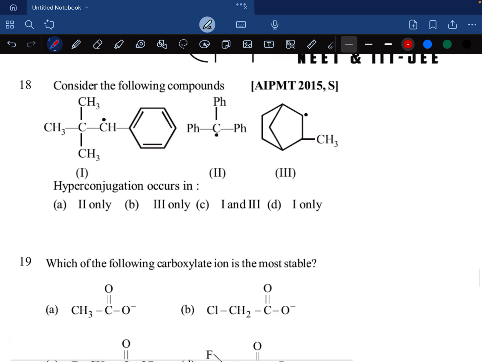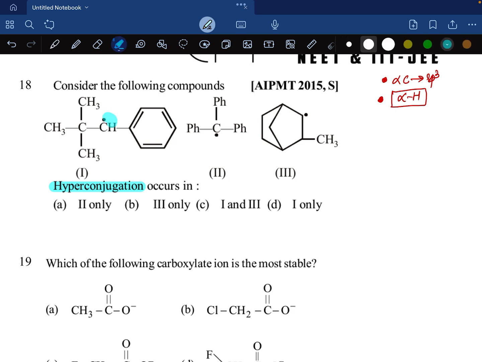Next, question number 18. Consider the following compounds. Okay, these are the compounds given. Hyperconjugation occurs in, we have to check where hyperconjugation is occurring. Okay, now for hyperconjugation, we need the presence of at least one alpha hydrogen, and the alpha carbon should be sp3 hybridized. These are the two conditions at least we need for hyperconjugation to happen.